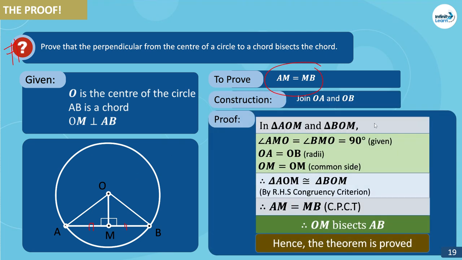So, in triangles AOM and BOM, angle AMO equals angle BMO, 90 degrees. OA equals OB radius, and OM is the common side. So, by which criteria? By RHS criteria, the two triangles are congruent. Therefore, AM equals MB by CPCT. So OM bisects AB, hence the theorem is proved. Clear?